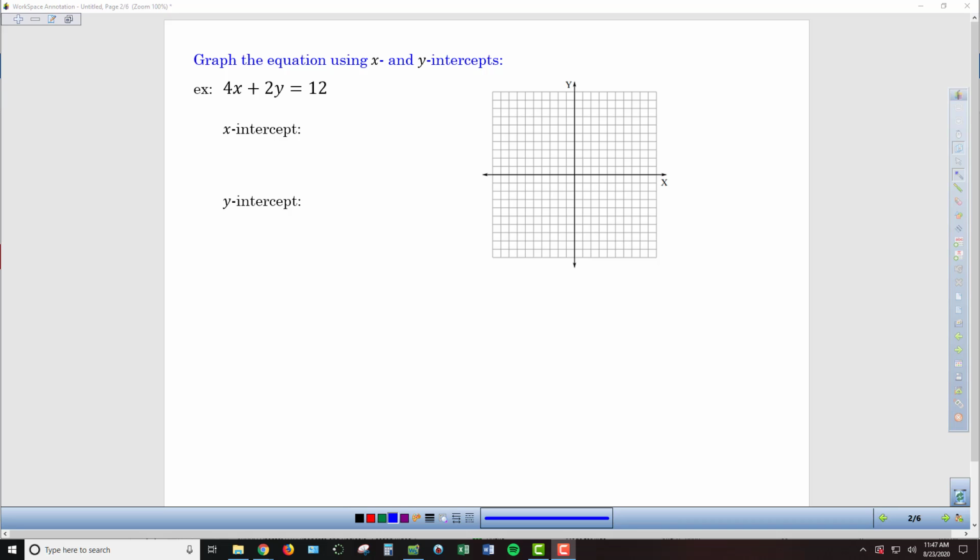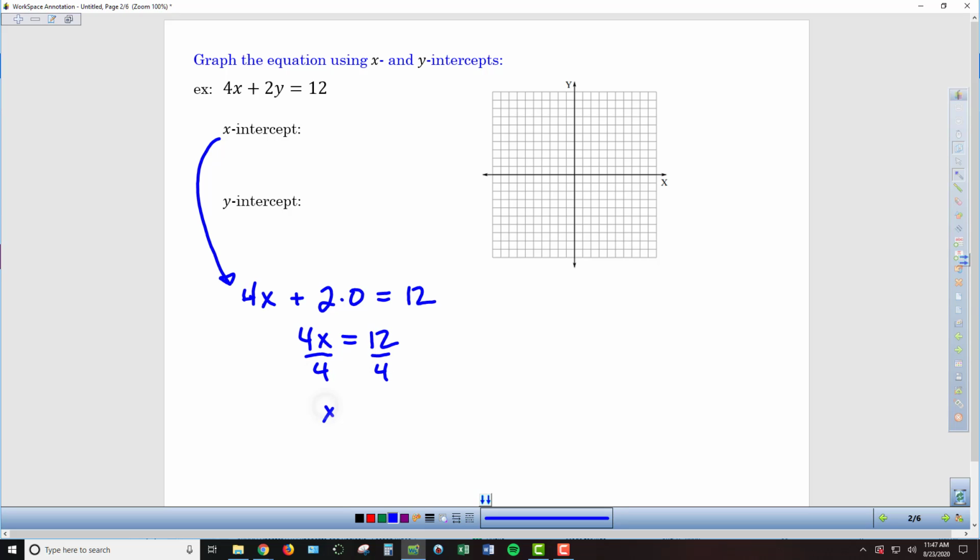So the first thing we're going to do is we're going to find what the x-intercept is. So if you'll recall from the previous slide, that means we're going to replace y with 0. So we're going to go 4x plus 2 times 0. I'm replacing the y with the 0 equals 12. So this 2 times 0 just equals 0, so that goes away. So we just have 4x equals 12. And now we just divide both sides by 4. And so we get x equals 3. So the x-intercept is 3.